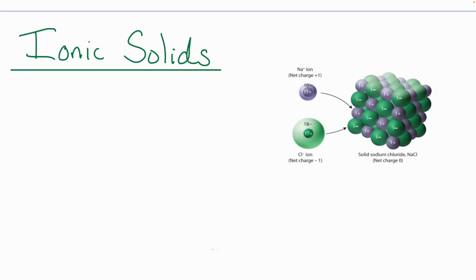So first we have ionic solids. Remember, ionic compounds consist of what on our periodic table? What two types of elements? Metals and nonmetals.